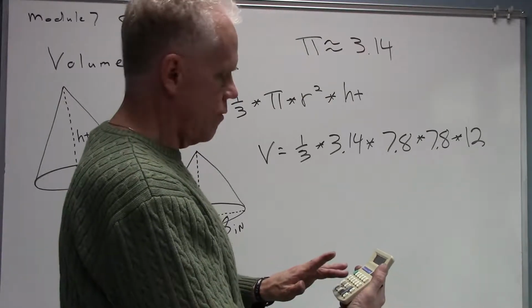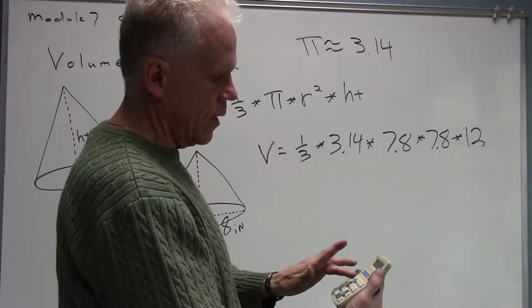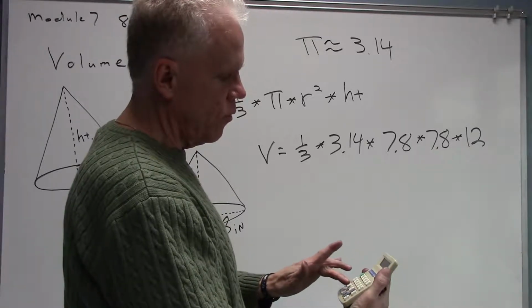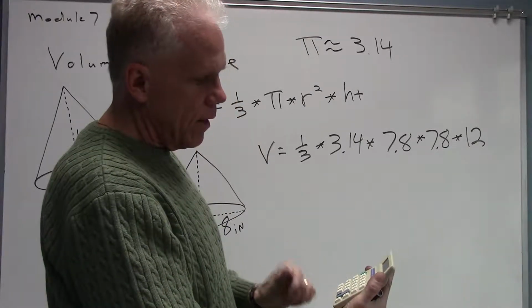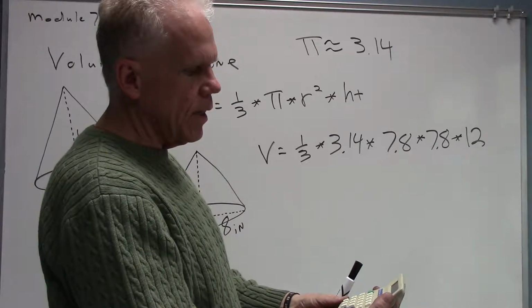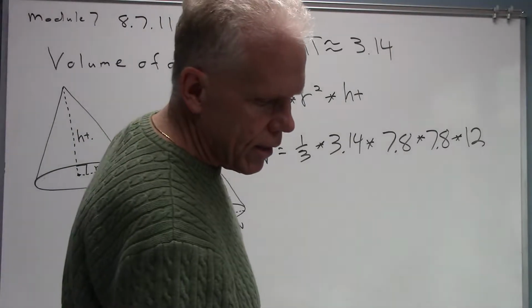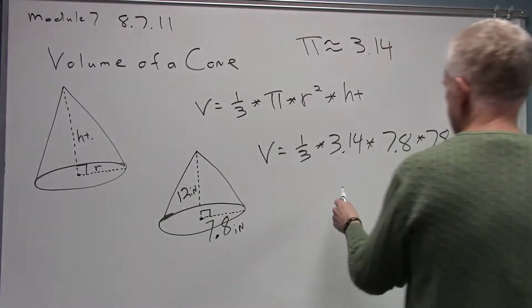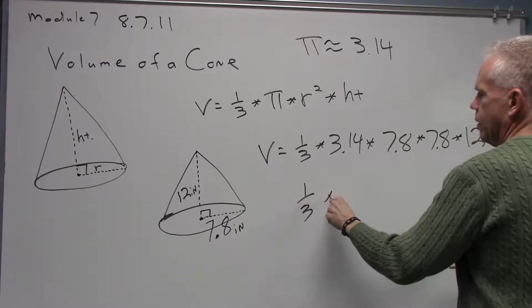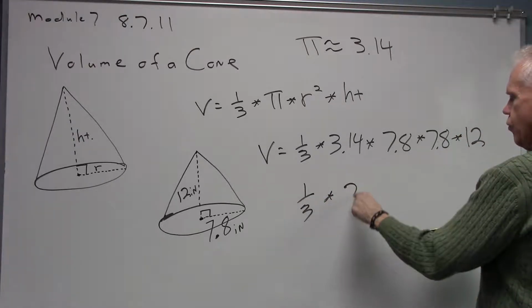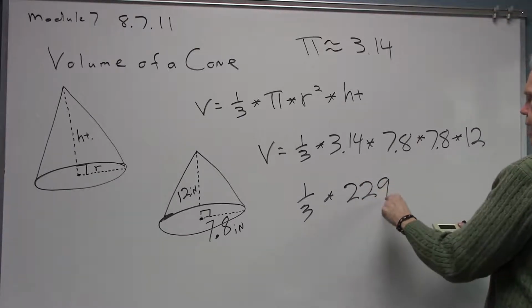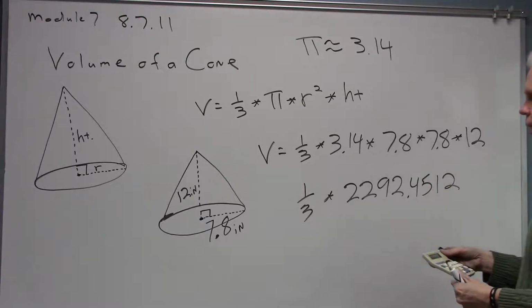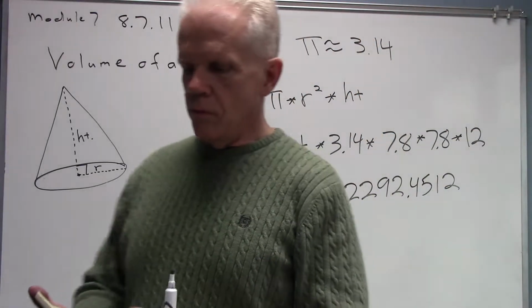3.14 times 7.8 times 7.8 times 12. Okay, all of that, I get this big old ugly number, something like 2292.4512.